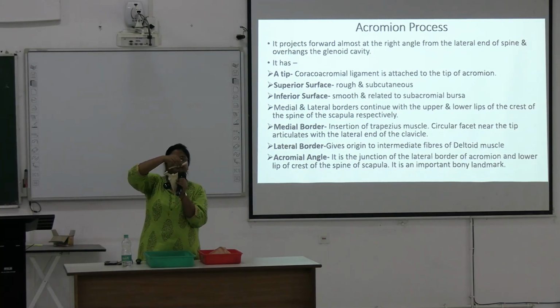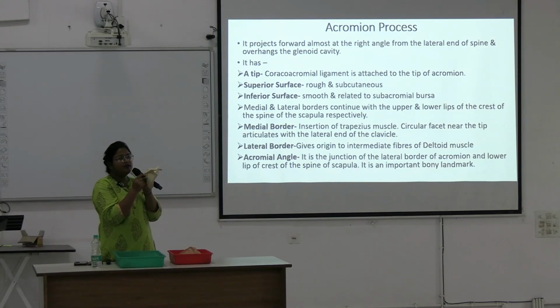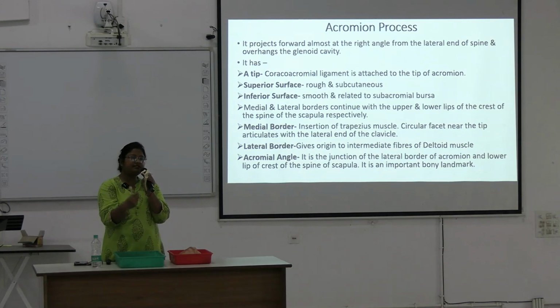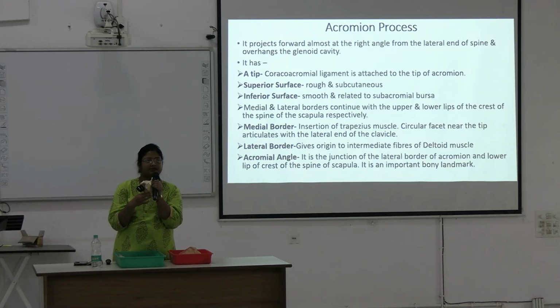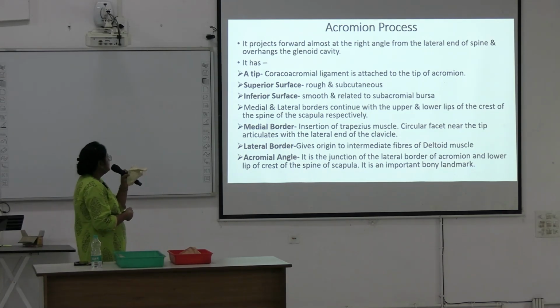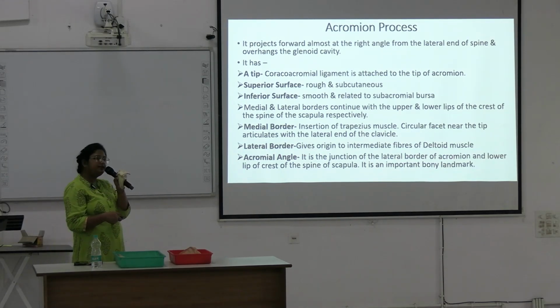The deltoid muscle has three types of fibers. Anterior fibers originate from the clavicle, intermediate fibers from the lateral border of the acromion process, and posterior fibers from this lower lip of the crest of the spine. Like this, these three types of fibers are originating. They meet at a point and get inserted into the V-shaped deltoid tuberosity of the humerus, forming the rounded contour of our shoulder. So, the lateral border gives origin to the intermediate fibers of the deltoid muscle.